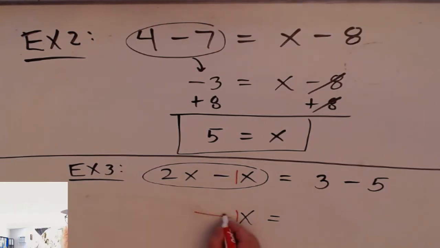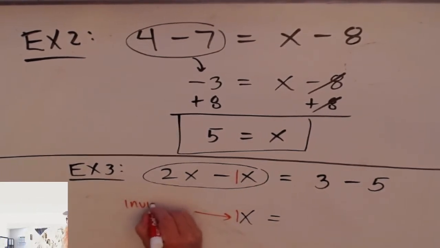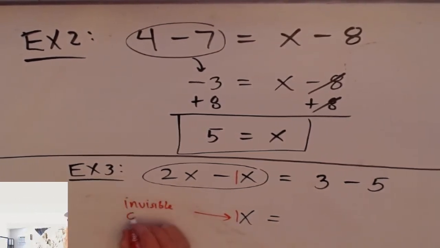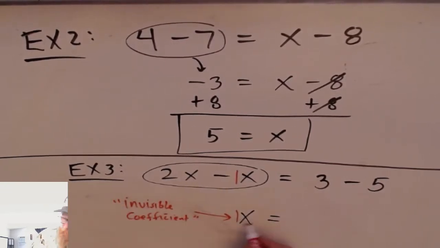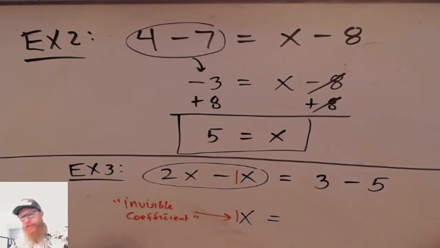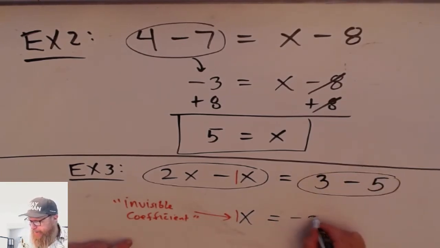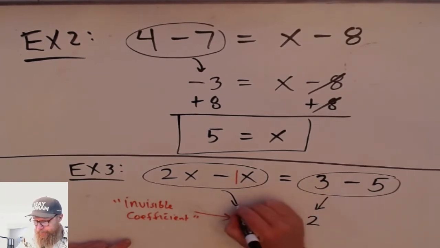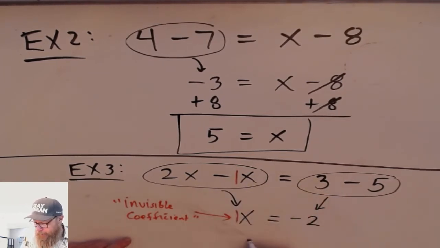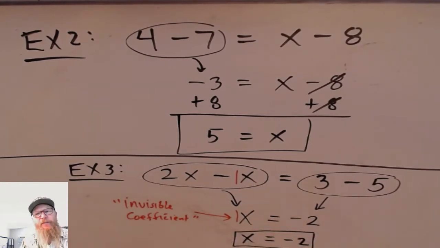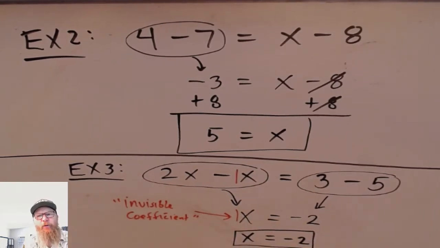This is what we call the invisible coefficient. So if you don't see a coefficient, it's an invisible 1. And then 3 minus 5 is negative 2. You are done at this point. You don't need to put the invisible 1. I typically omit it. So the solution is x equals negative 2. That one kind of solved itself.